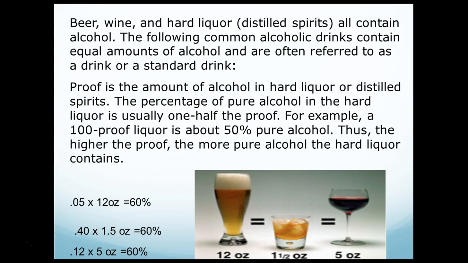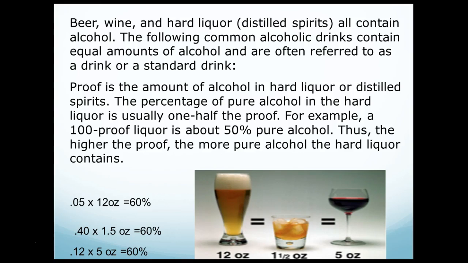Beer, wine, and hard liquor, or hard spirits, whatever you want to call it, all contain alcohol. The following are common alcoholic beverages that all contain the same exact amount of alcohol. It's called a standard drink, which is a 12-ounce beer, an ounce and a half of hard liquor, or a 5-ounce glass of wine.